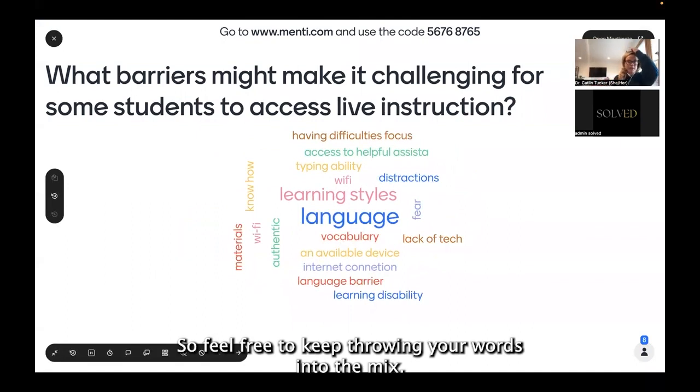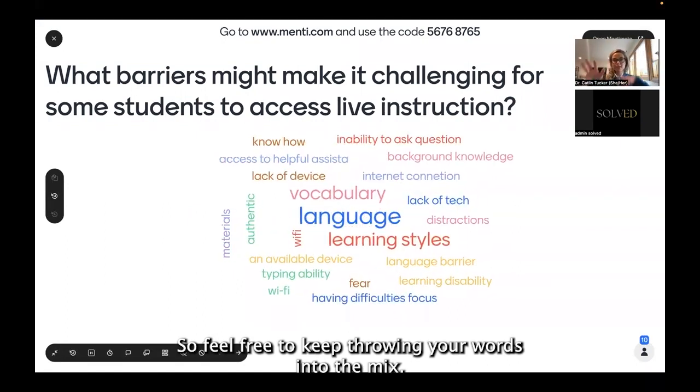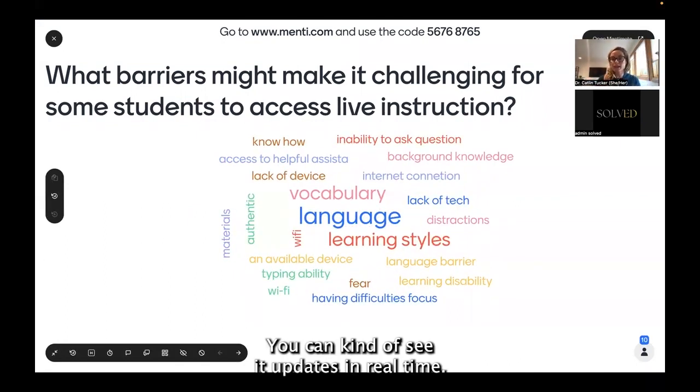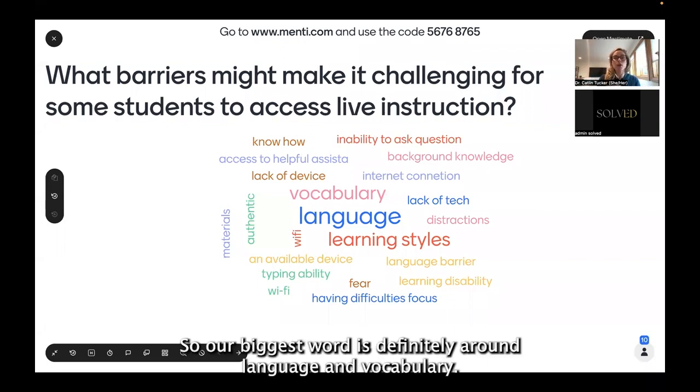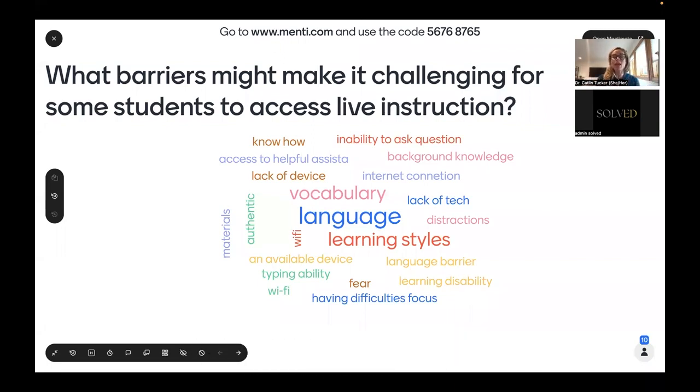All right, so feel free to keep throwing your words into the mix. You can see it updates in real time, and the larger the words in the cloud, the more people have input that word. So our biggest word is definitely around language and vocabulary.